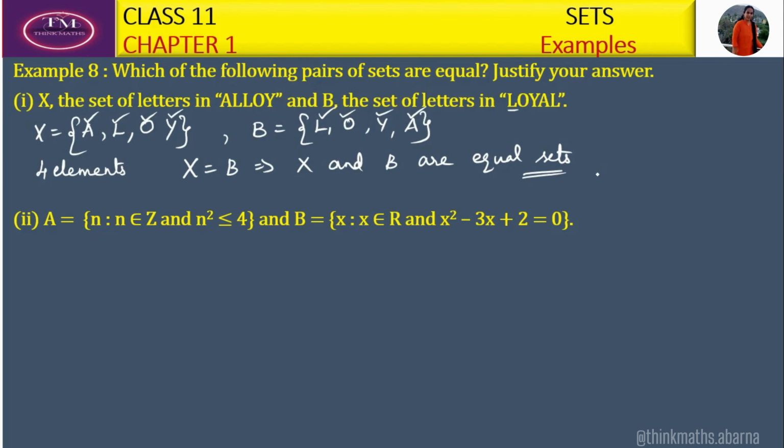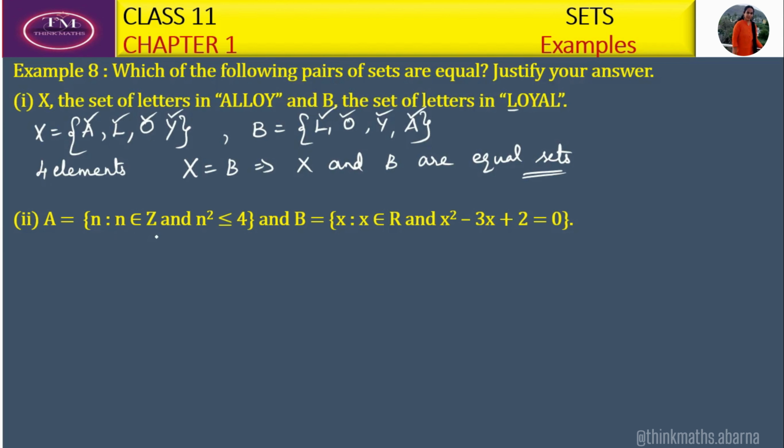This is the solution. So next one, second question. A is equal to the set of all n such that n belongs to Z. Z means integers. And n square is less than or equal to 4. And B is equal to the set of all x such that x belongs to R. R means the real number system. And x square minus 3x plus 2 is equal to 0. Now first let us find out the elements in set A.